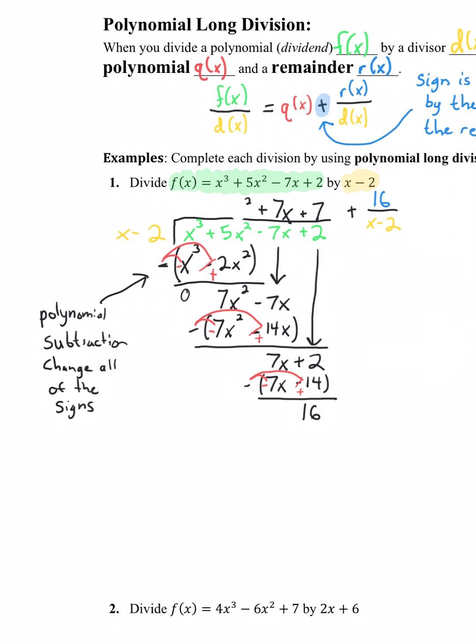And then this line here, I'm just going to replace it with red, just because that was the color for our quotient. So I'm just going to try and stay consistent with my colors here. So again, our answer was x squared plus 7x plus 7, and then plus 16 over x minus 2.